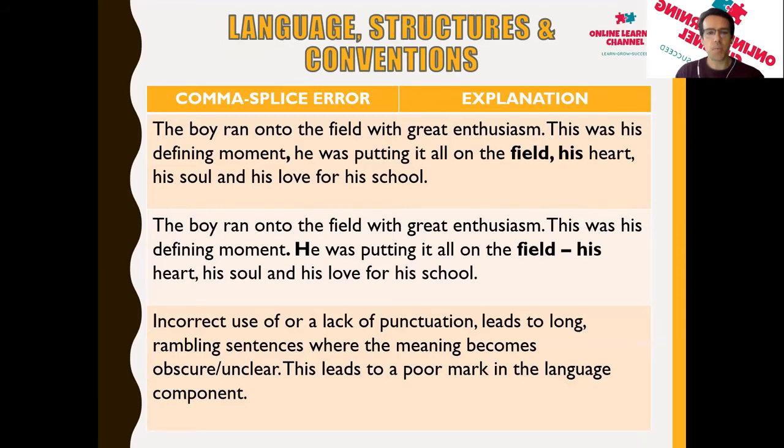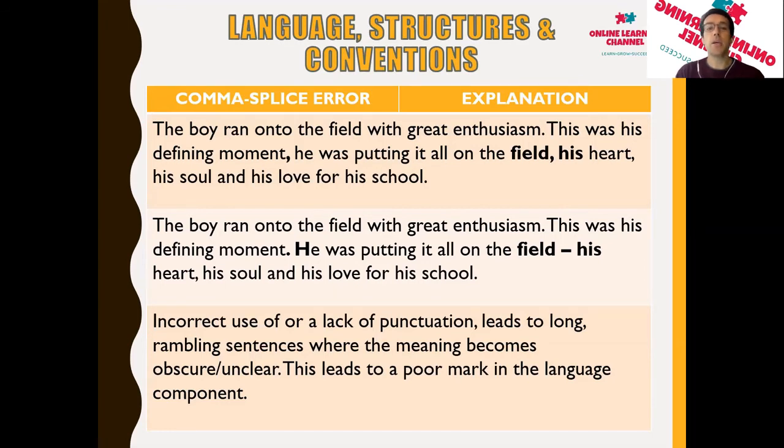Just to make use of an example: the boy ran onto the field with great enthusiasm. This was his defining moment. He was putting it all on the field, his heart, his soul, and his love for his school. That's the initial paragraph that we are now dealing with. Now if we were to identify this particular error, the boy ran onto the field with great enthusiasm. This was his defining moment. He was putting it all on the field, making use of the comma splice, his heart, his soul, and his love for his school. So that would be more appropriate in this particular context.